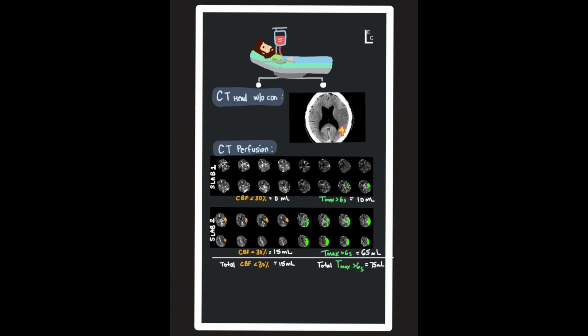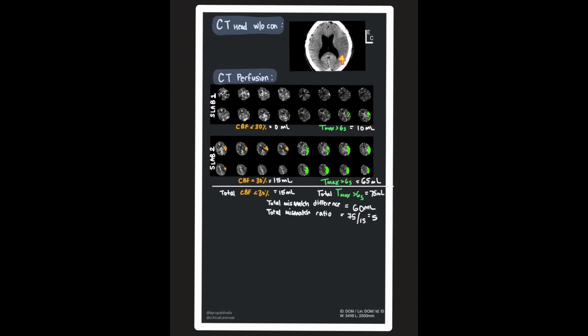Now, when you subtract 15 milliliters from 75 milliliters, we determine that our patient has 60 milliliters of mismatch volume, or total volume of salvageable tissue that makes up the penumbra. Another way of looking at this is by calculating a mismatch ratio by dividing 75 by 15, which equals 5. Next, a CTA is performed, which shows a lesion of the M1-M2 branch of the left MCA.